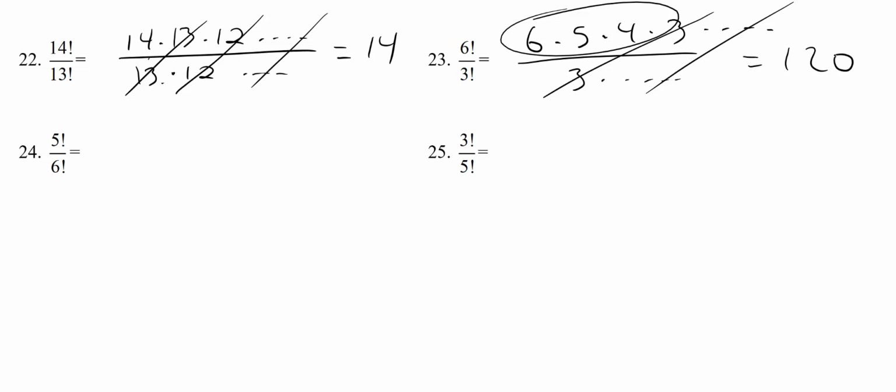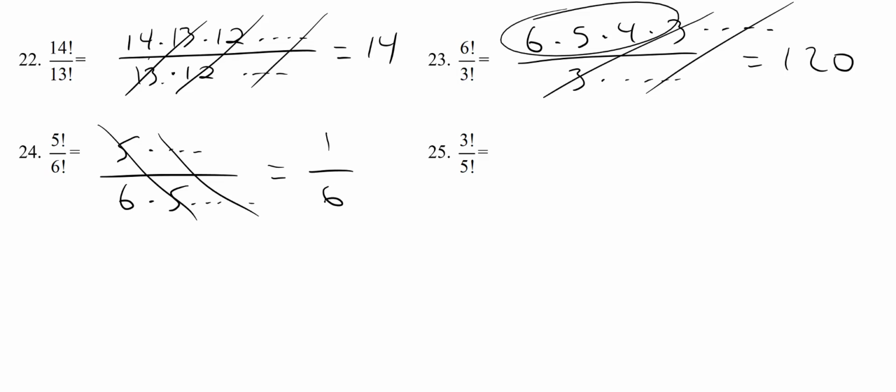Now notice these next ones are bigger on the bottom. Okay, so it's 5 times, we keep going, and this one's 6 times 5, and that keeps going. So keep going, cancel out, and the 5 cancels, and you just have 1/6. Okay, it's a fraction, because again, the bottom is bigger.